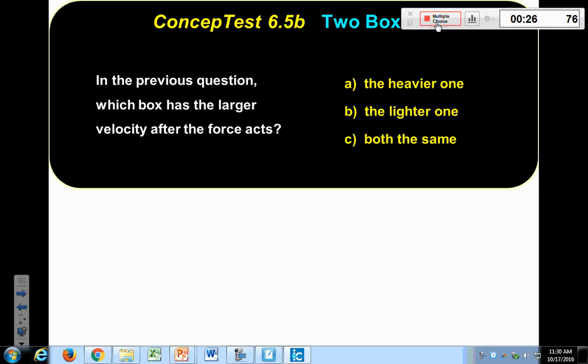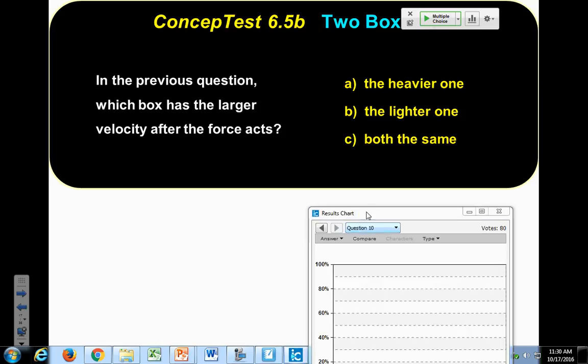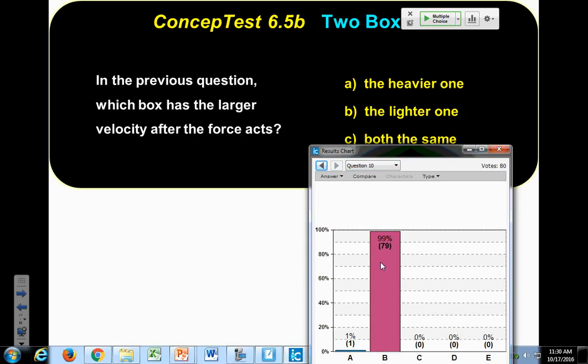Or we'll stop at 30? 30? I'll go to 32. Awesome. B is right.